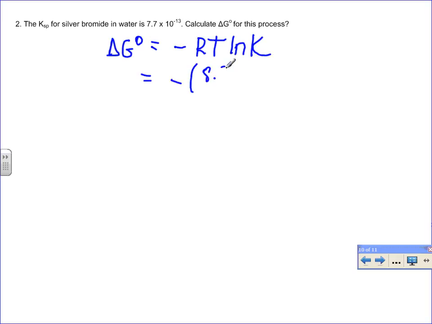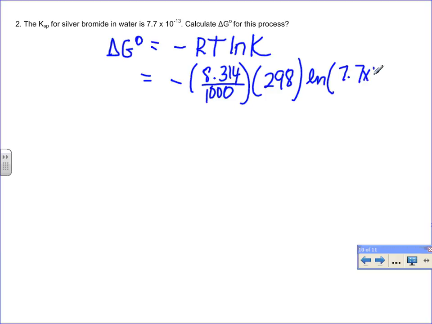Again, the R value is 8.314 divided by 1,000. We're talking about delta G naught, so that's the temperature of 298. And the equilibrium constant value is 7.7 times 10 to the negative 13. Okay, and we found a value of 69.1 kilojoules.